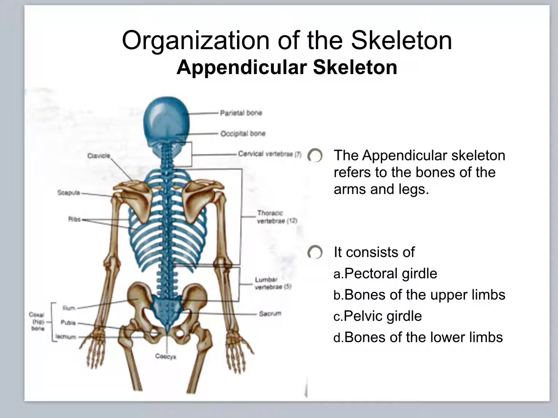For comparison's sake, the appendicular skeleton, as you recall, refers to the part of the skeleton in the extremities, the upper and lower extremity. This consists of the pectoral girdle, the bones of the upper limbs, the pelvic girdle, and the bones of the lower limbs.